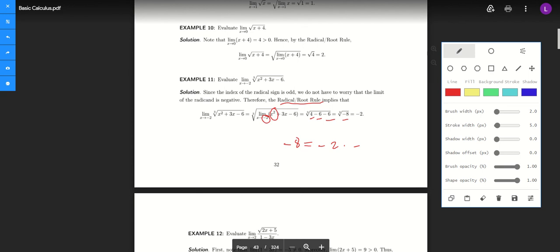So for this one, negative 8, negative 2 times negative 2 times negative 2. If you multiply 2 negative 2's, you'll get 4. Multiplied by negative 2, you'll get negative 8. So the result is negative 2. So that's the limit of this function.